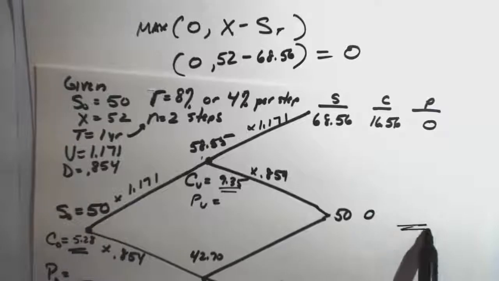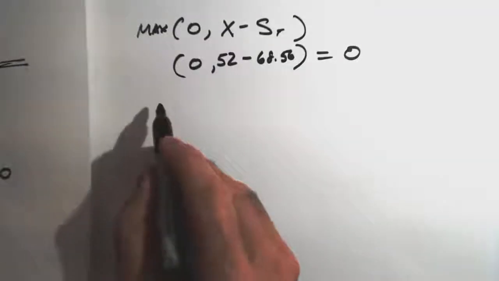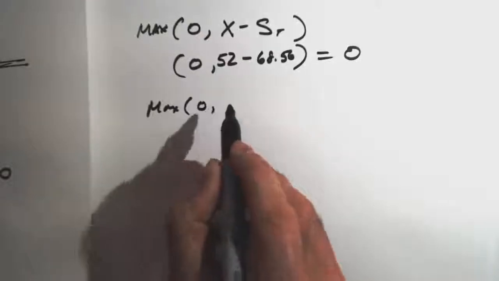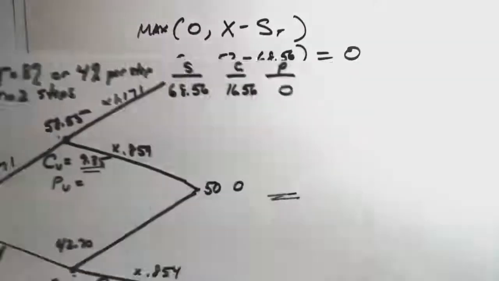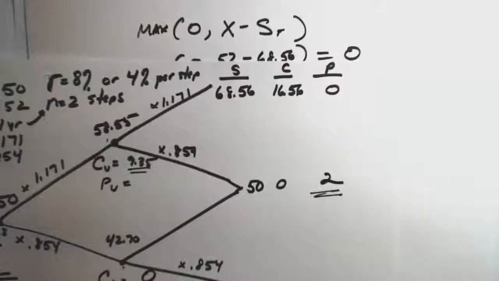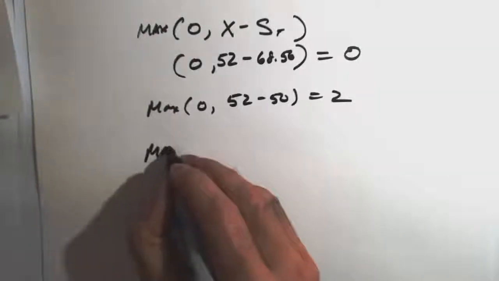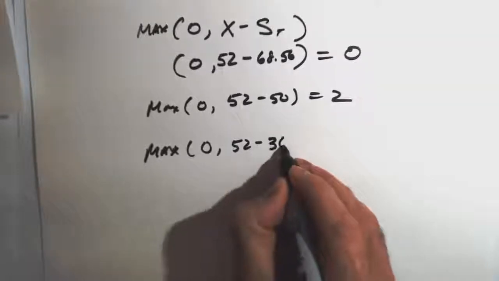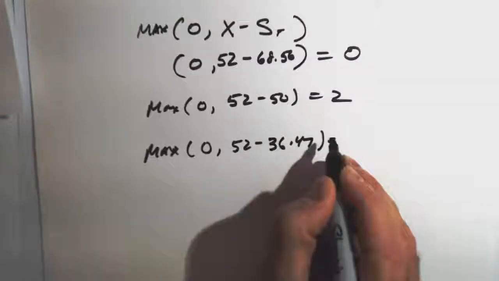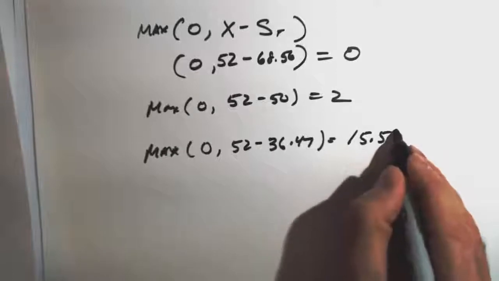Now let's figure out what the put is on the middle node. Well, in the middle node, it's the maximum of 0 or 52 minus 50, which equals 2. So the put here is 2. And then the put for the bottom node is the maximum of 0 or 52 minus 36.47. And that equals, I've got my numbers here, it equals 15.53.